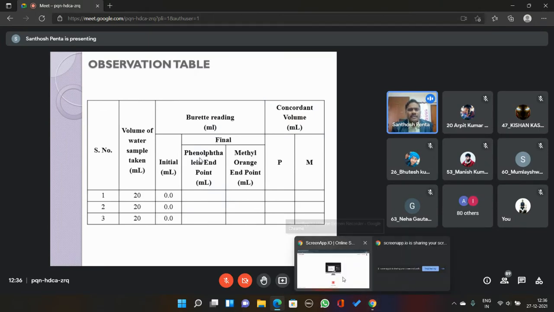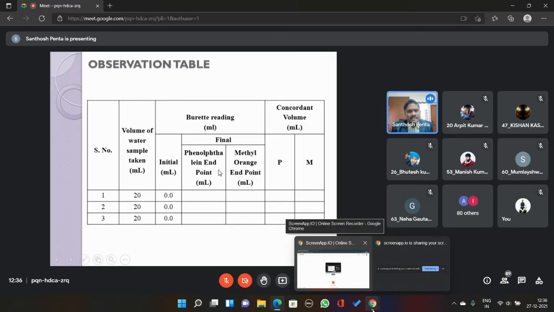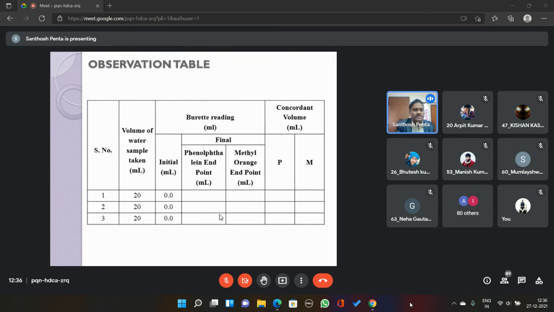See, initially a basic solution is there, pink color. While titrating with acid, it is converting into acidic, so phenolphthalein comes to colorless. Then to that we add methyl orange because that is slightly basic in nature, slightly yellow color. Then again you continue the titration. Then all the ions are neutralized, that means slightly acidic in nature. Then the methyl orange indicator shows pinkish red.